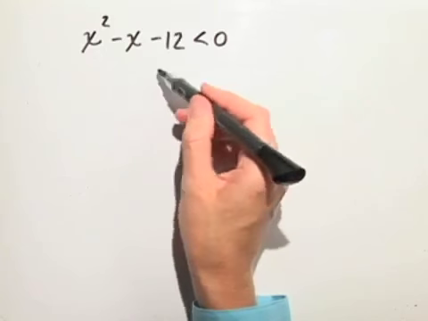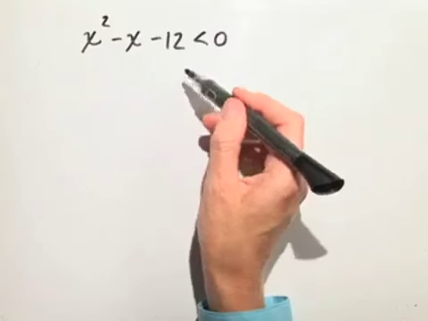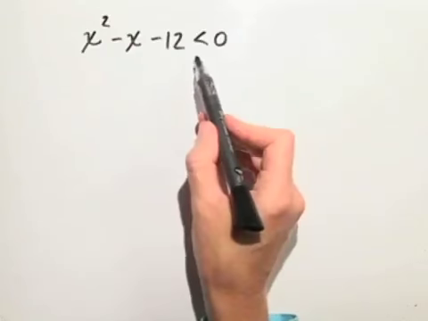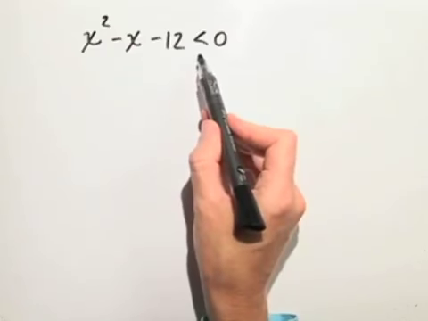And what we're really looking for when we solve this inequality is when the picture of this graph would fall below the x-axis, since we want to know when this is less than 0.